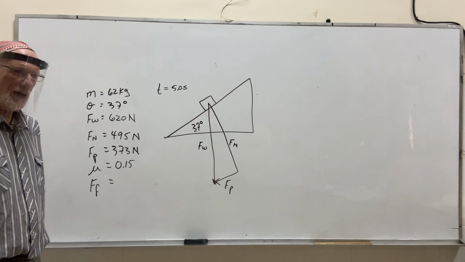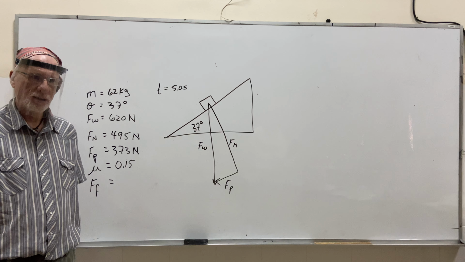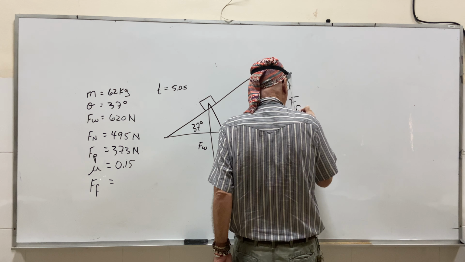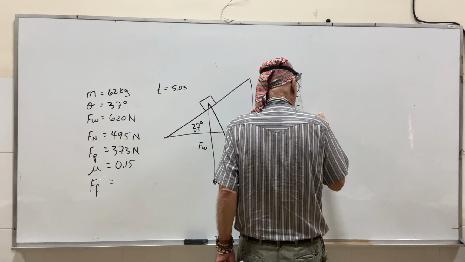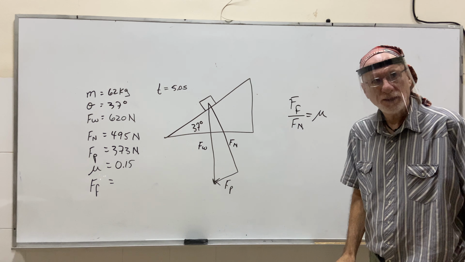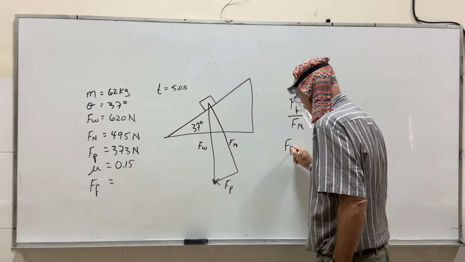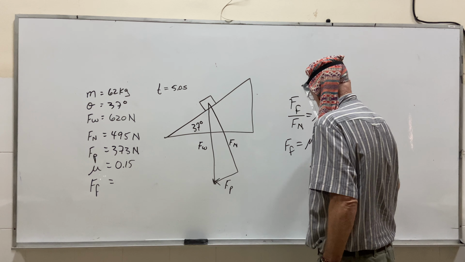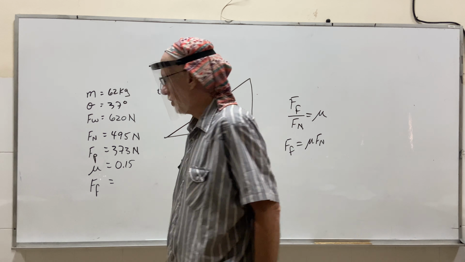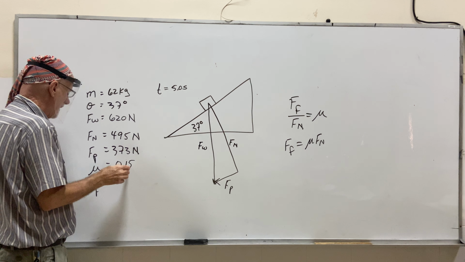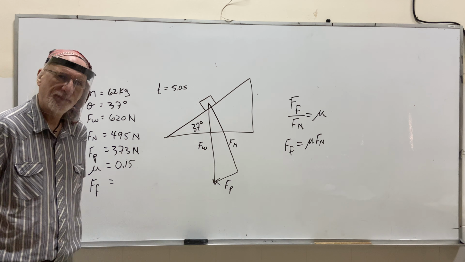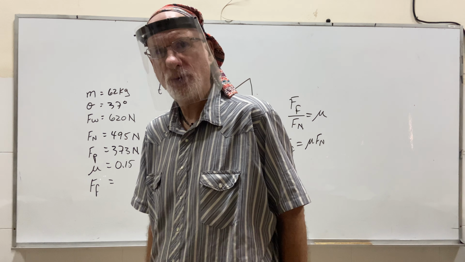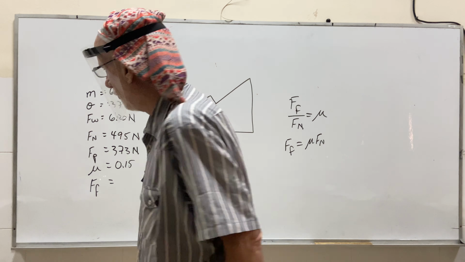Okay, good. What is the equation for friction? I know that Ff over Fn equals mu. So Ff is mu Fn. That's right. So what is 0.15 times 495? That is 74.225. 74.2? Yes, basically. Yep, 74.2.